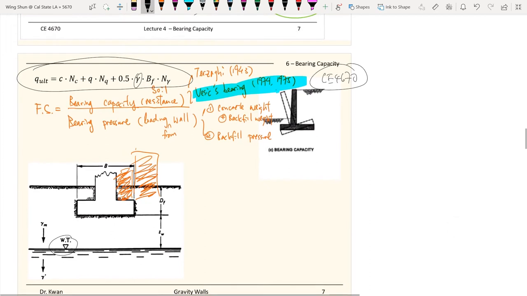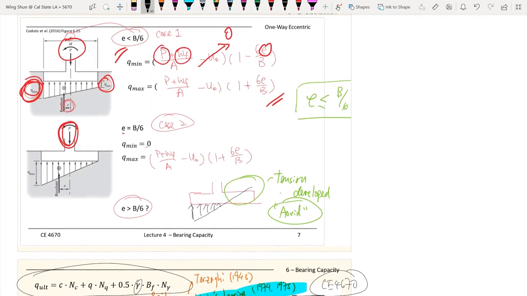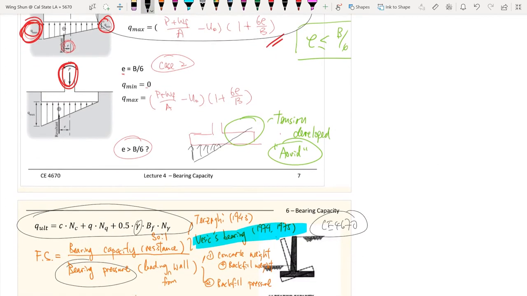So that's how we calculate the bearing capacity of soils, and for the bearing pressure we can use a formula right here. So that is your bearing pressure. But for the bearing capacity, we use the soil bearing capacity formulas.